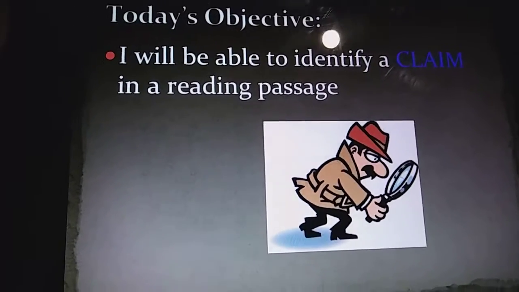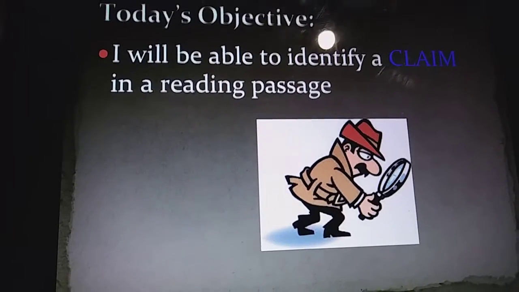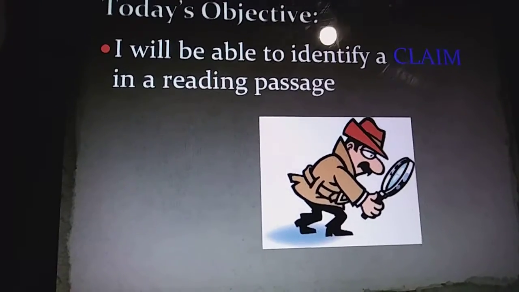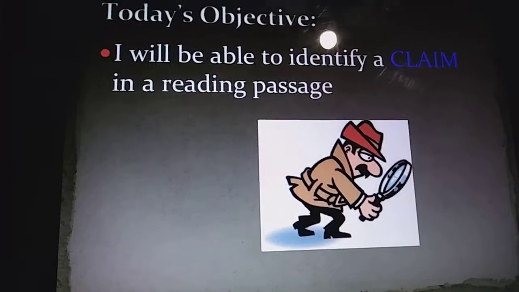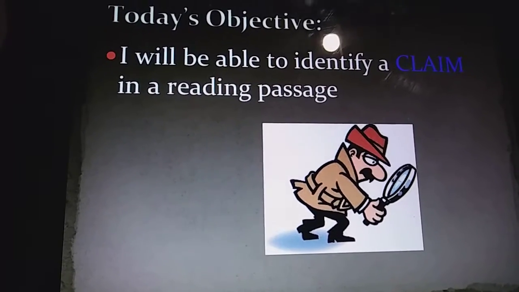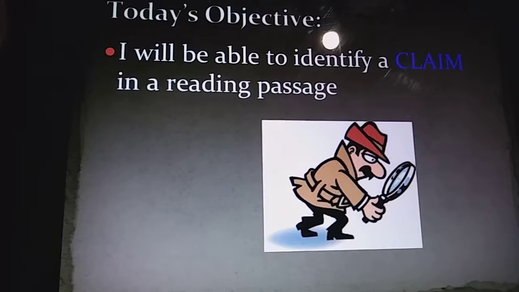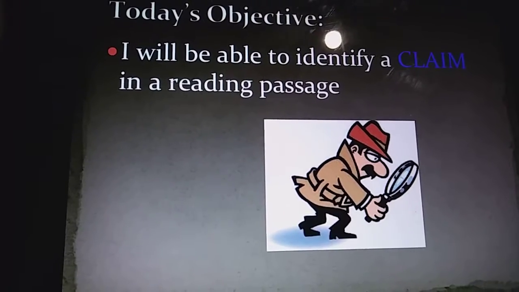Oh my goodness. So our objective today is to identify a claim in a reading passage. And sometimes you have to act like a detective because you have to really search out. You have to think to yourself, what is the claim being made? And some claims, like I said, you have to really, really search for them.